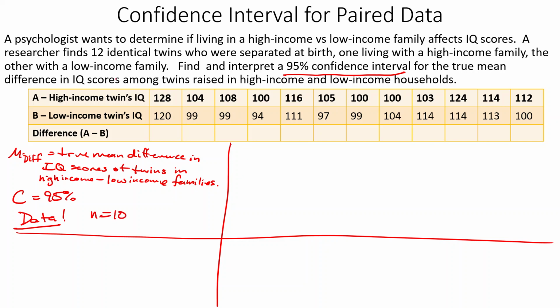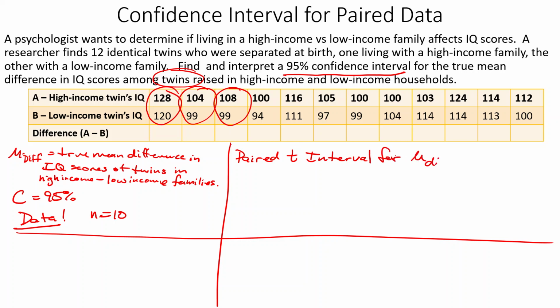All right, this is paired data because we're looking at twins that are separated, so these two twins go together. They are paired. Each one of these is a twin, those are two twins, those are two twins, and so on. So this is a paired t interval for the mean difference, the difference of means.